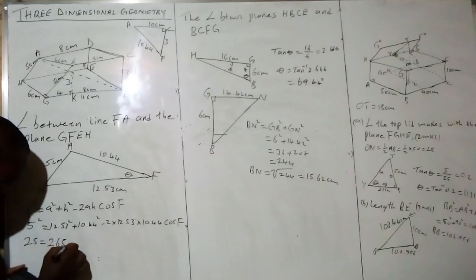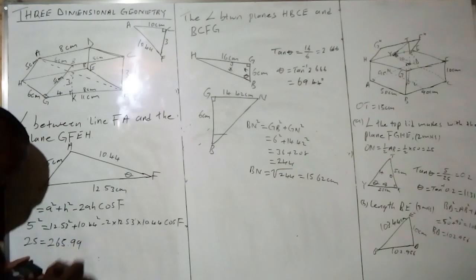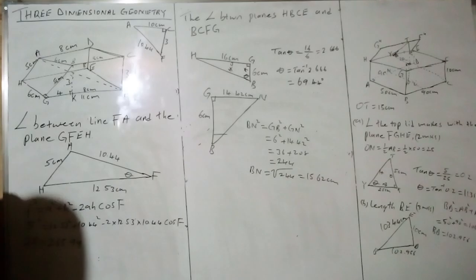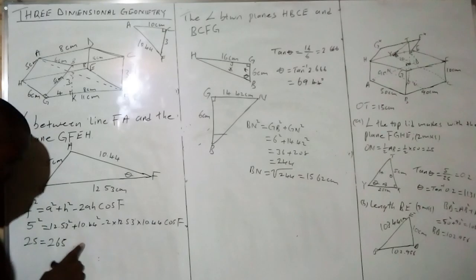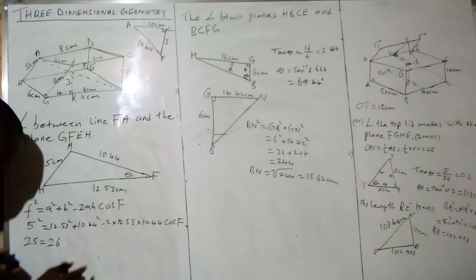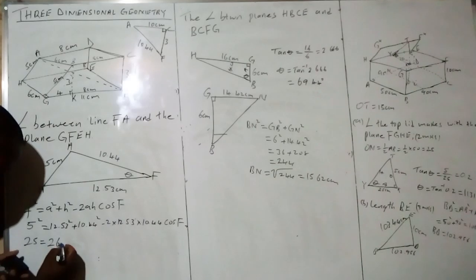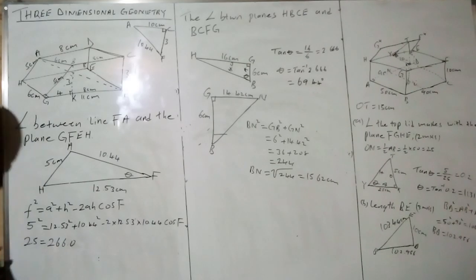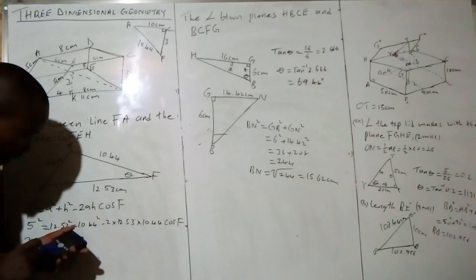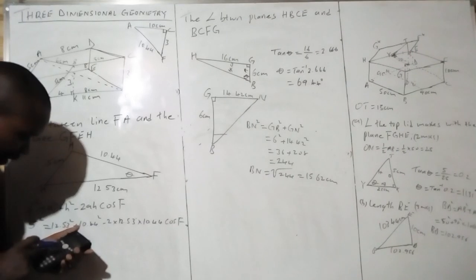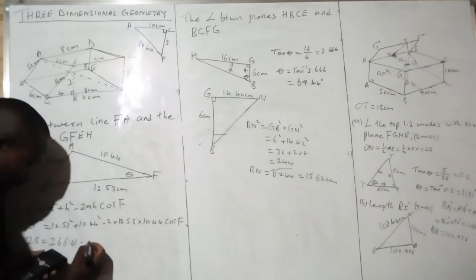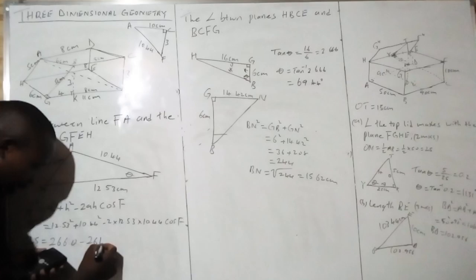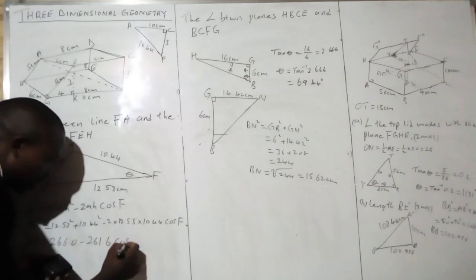We are supposed to get 265.99 to 2 decimal places. Yeah, to 1 decimal place. You'll be told to 1 decimal place. So to 1 decimal place, this will be 266.0 minus 2 times 12.53 times 10.44. We get 261.6.